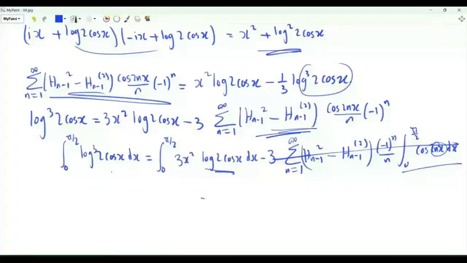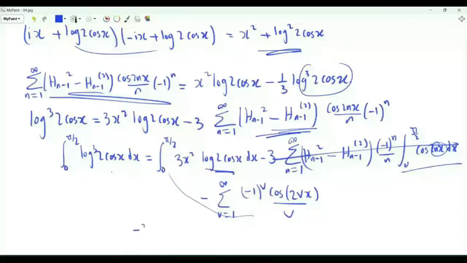We know from the second page that this logarithm is minus summation v from 1 to infinity of minus 1 to the v cosine 2vx over v. We can do term by term integration. The right hand side is minus 3 pi over 4 summation v from 1 to infinity 1 over v cubed. This sum is zeta of 3. So this integral is minus 3 pi zeta of 3 over 4.